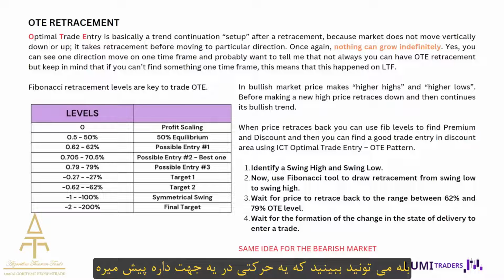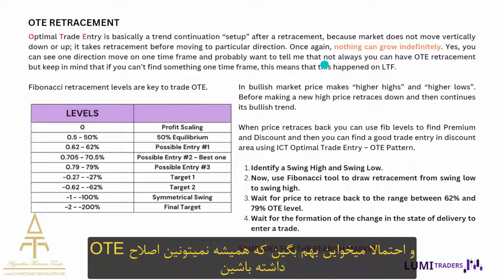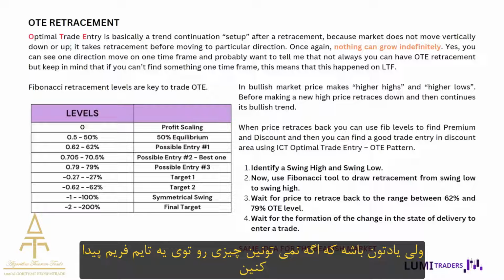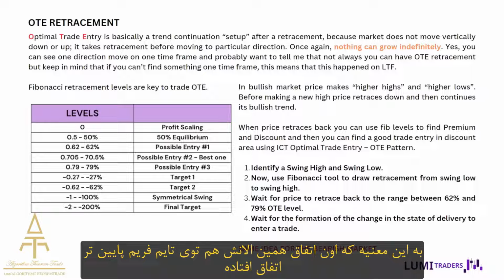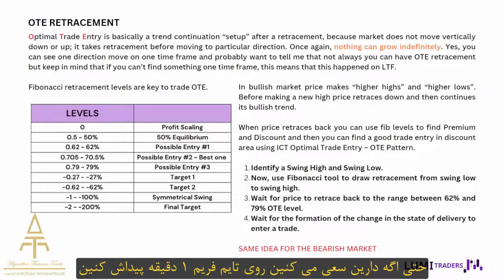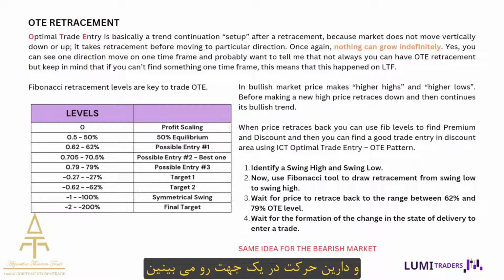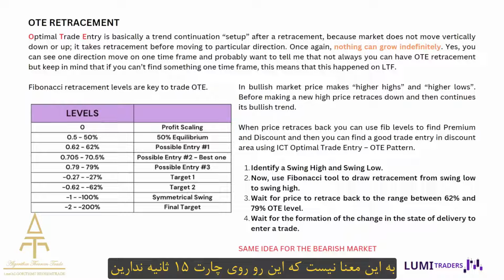Yes, you can see one direction move on one time frame and probably want to tell me that not always you can have OT retracement, but keep in mind that if you can find something on one time frame, this means that this already happened on lower time frame. Even if you're trying to find something on 1 minute chart and you just see one directional move, it doesn't mean you don't have this, for example, on 15-second chart.